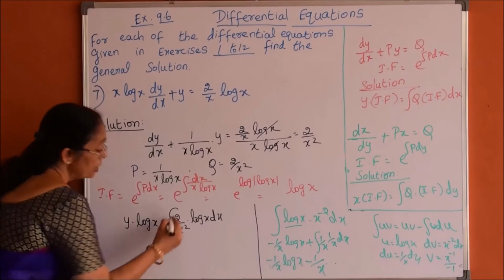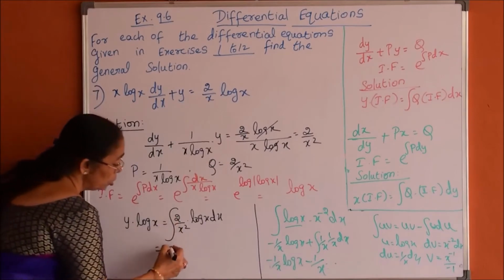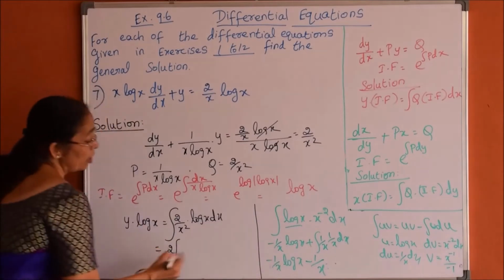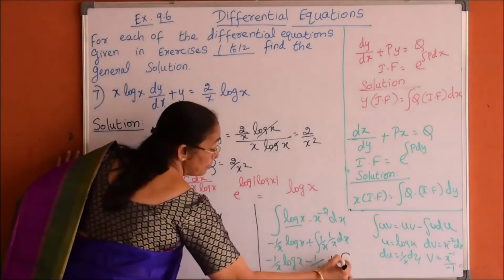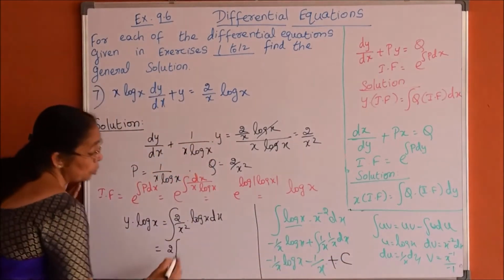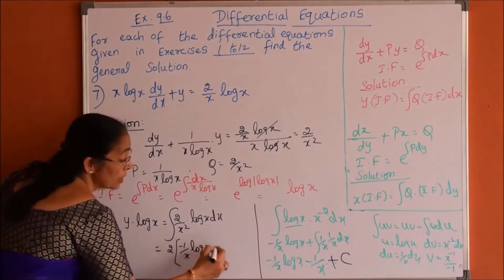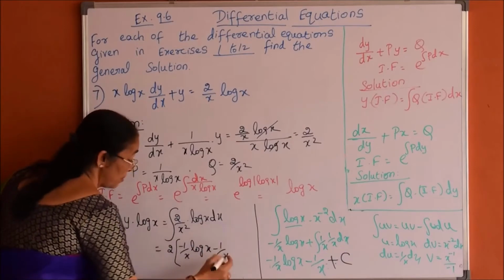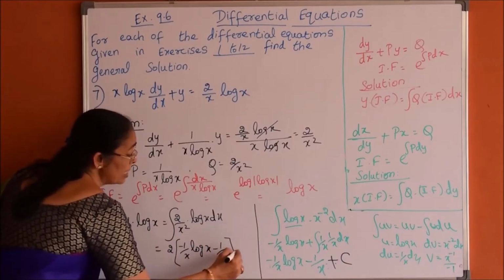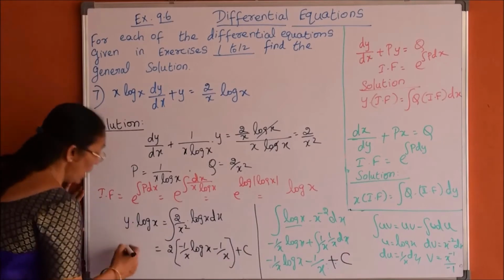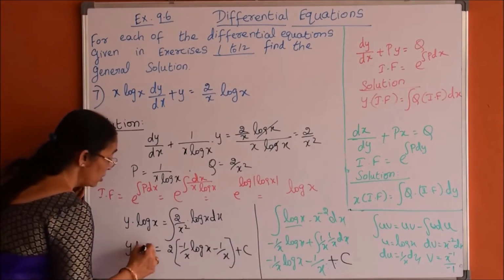Therefore, this integration part is nothing but 2 times of minus 1 by x log x, here I will add plus c. So 2 times of minus 1 by x log x minus 1 by x plus c. And on our left hand side we have y log x.